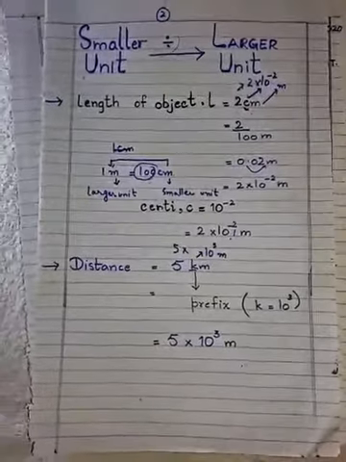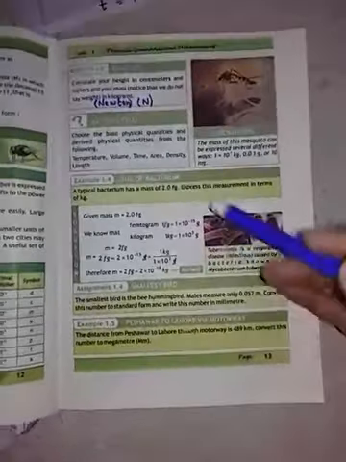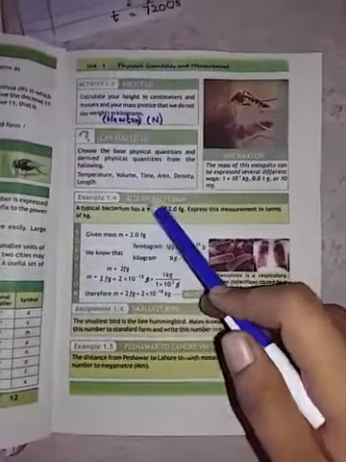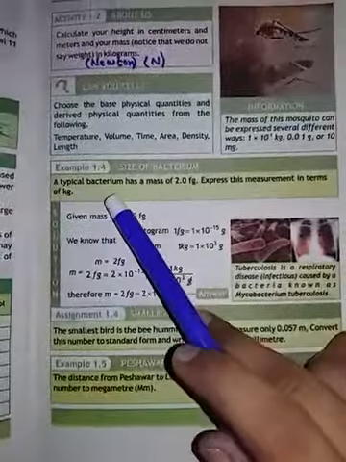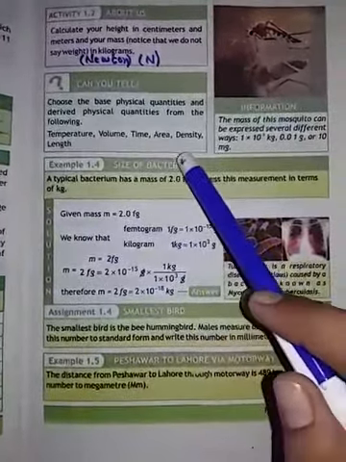Girls, now we are going to discuss the example and assignment of chapter number 1. Okay, girls, example number 1.4, page number 13. Example number 1.4 is related to the size of bacterium. The question is, girls, a typical bacterium has a mass of 2.0 femtogram.